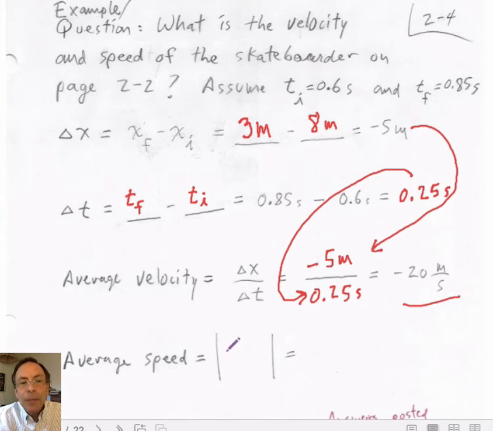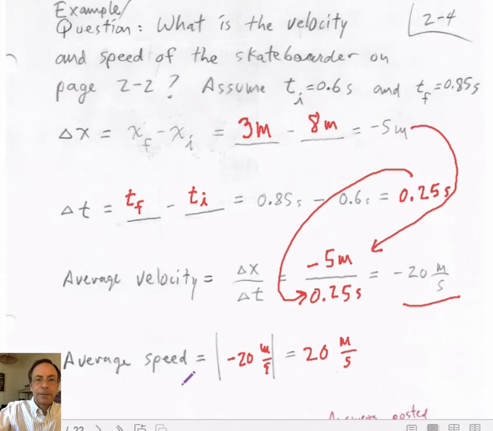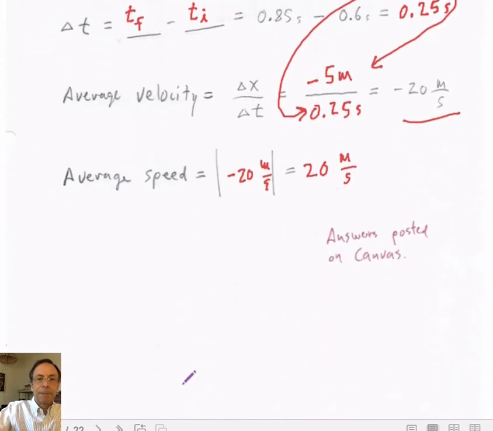Okay, and then the speed is the absolute value of -20 meters per second, which is, of course, positive 20 meters per second. And so that's the speed.